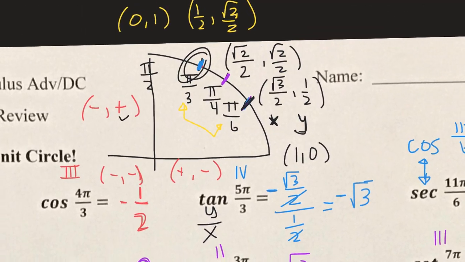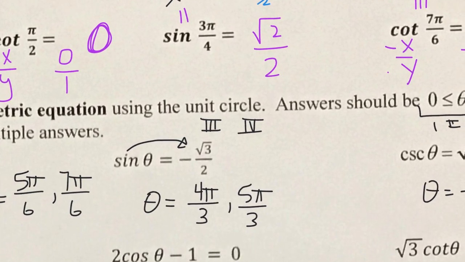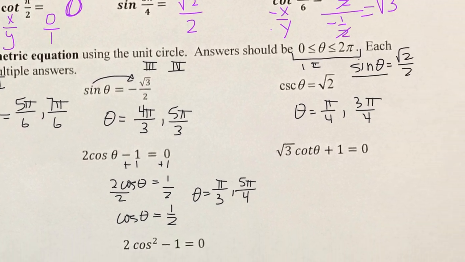Okay, so the first quadrant, that happens at pi over 3 again. So the first quadrant angle is pi over 3, and the fourth quadrant angle is 5 pi over 3, because the cosine is positive in quadrant 1 and quadrant 4.